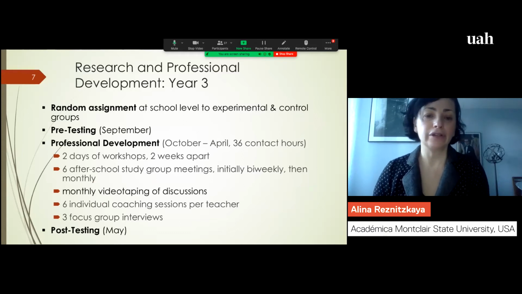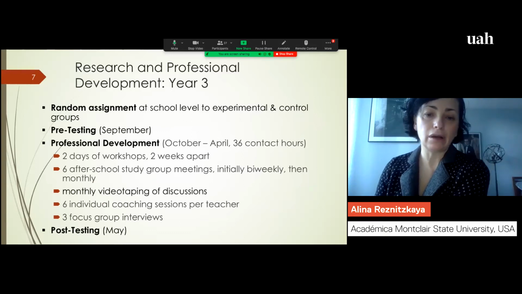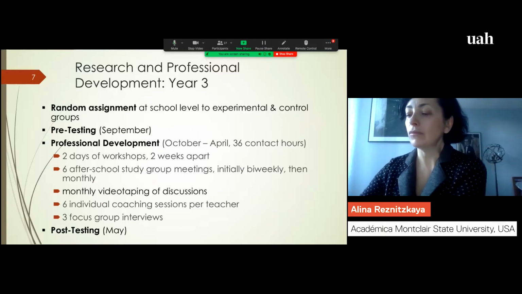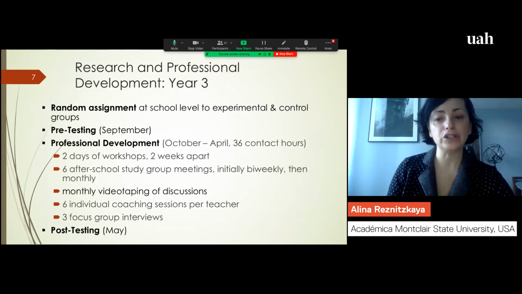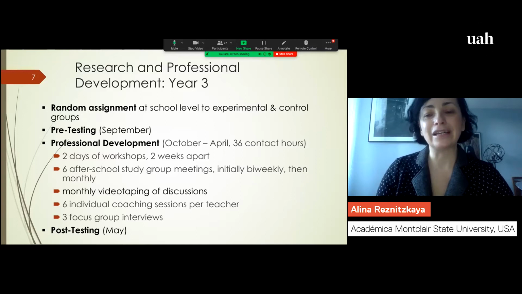So in our year 3, I just want to briefly review what we ended up with. Our professional development in the end lasted for 36 contact hours, and we were in schools from October through April. So again, very labor intensive, and it's not a one-day workshop. It's really prolonged professional development with a lot of individual attention to teachers.